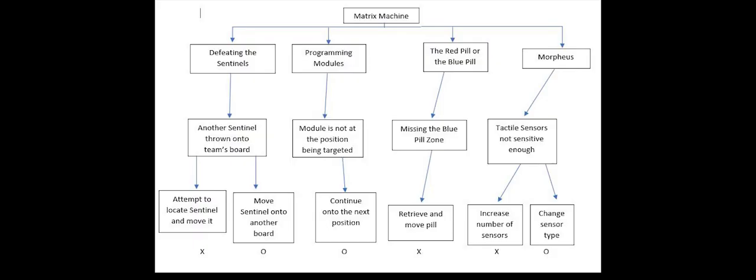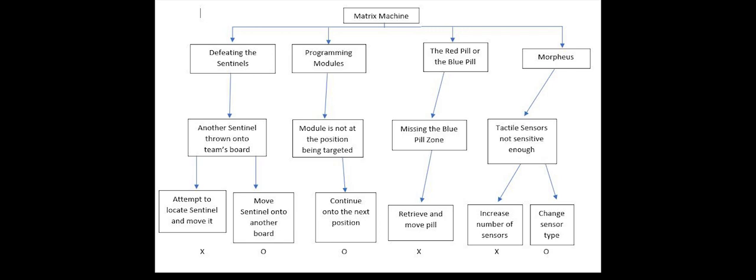Now onto the process decision chart. In terms of defeating the sentinels, if another sentinel gets thrown onto our board, we could do one of 2 things: attempt to locate the sentinel and move it, or move our sentinel onto another board. And we determined that moving the sentinel onto the other board would be the desired method, mainly because it would help us in the long run of the competition.